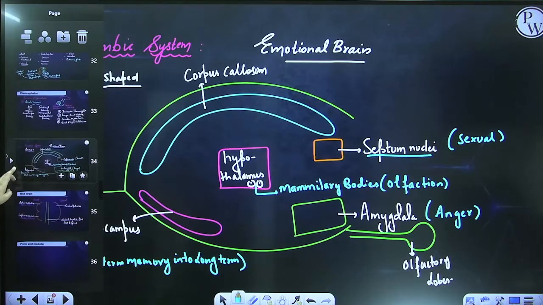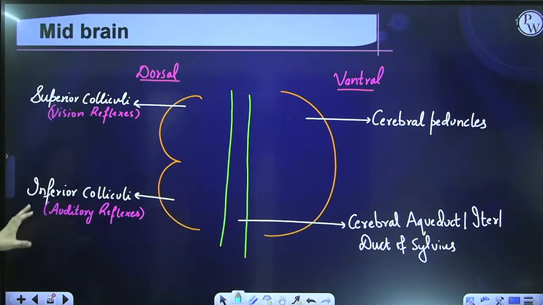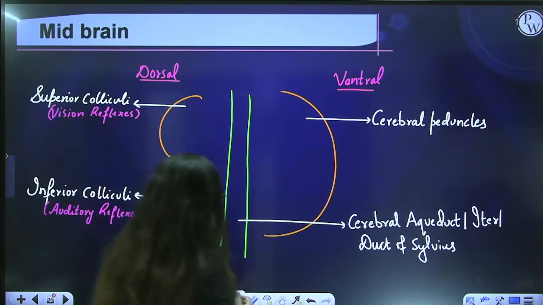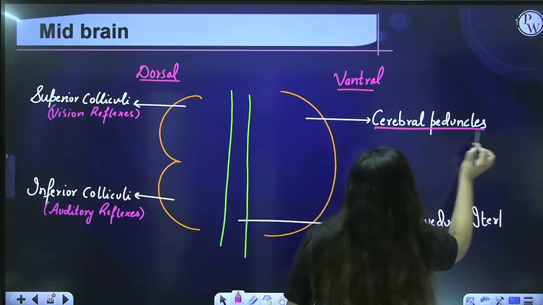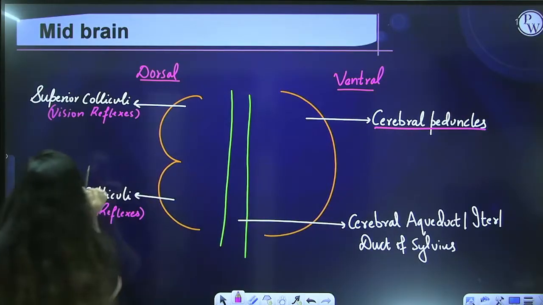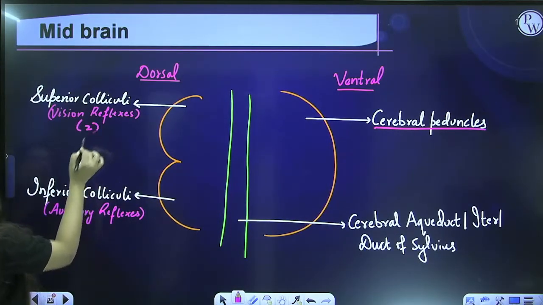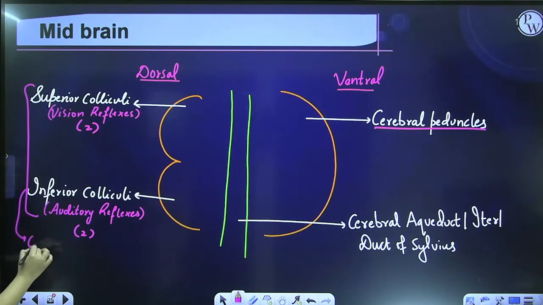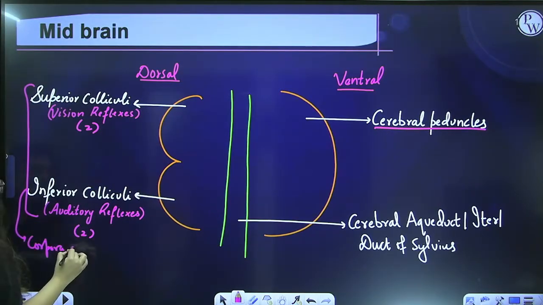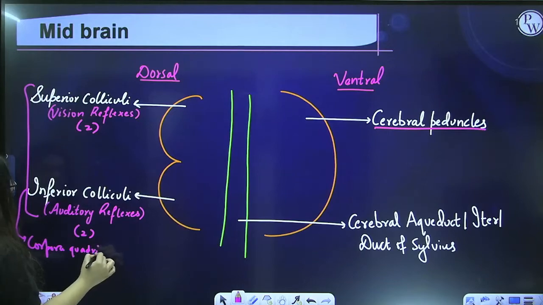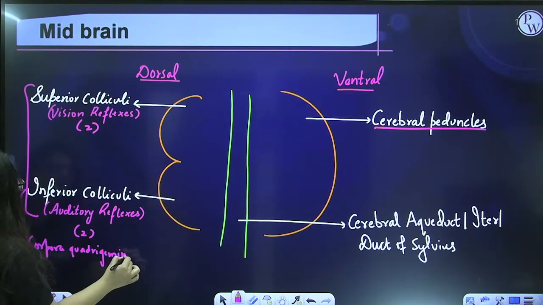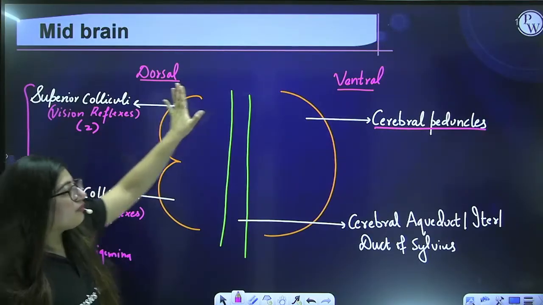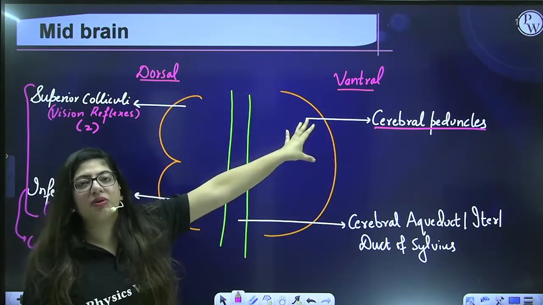Let's talk about the midbrain. So this midbrain, this is how it looks like. As I've told you, it consists of two portions. One is cerebral peduncles, another the corpora quadrigemina. So two superior colliculi, two inferior colliculi, they collectively form corpora quadrigemina. Now what are the functions of these organs? First of all, corpora quadrigemina is present on the dorsal side, whereas the cerebral peduncles are present on the ventral side.